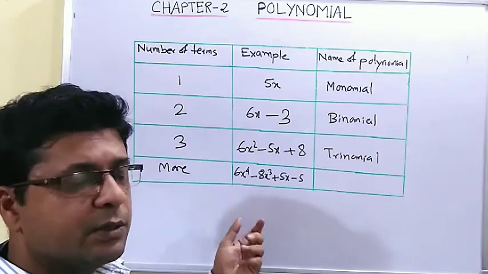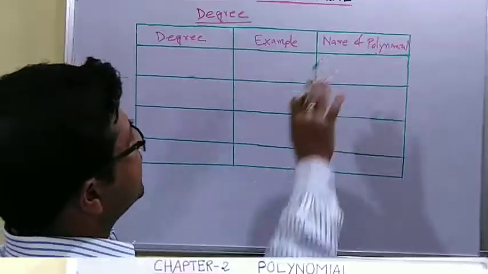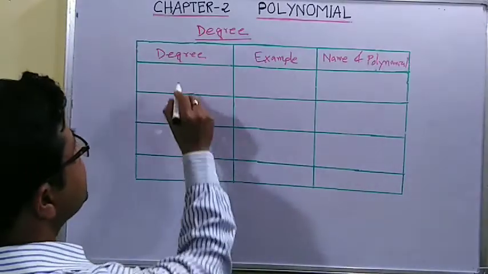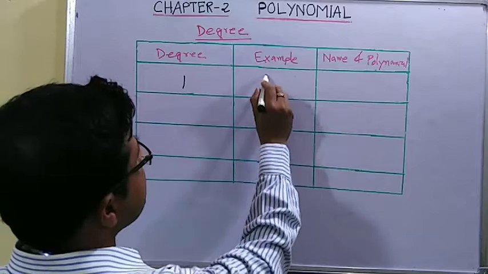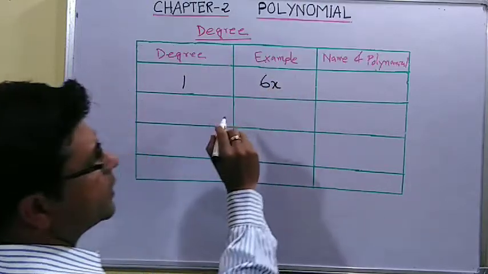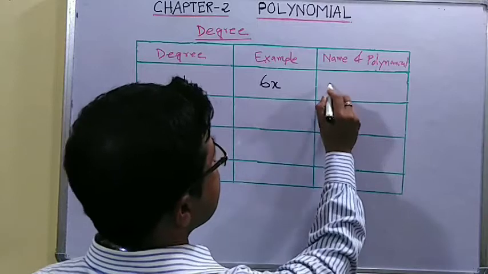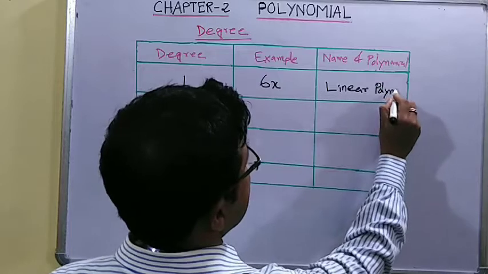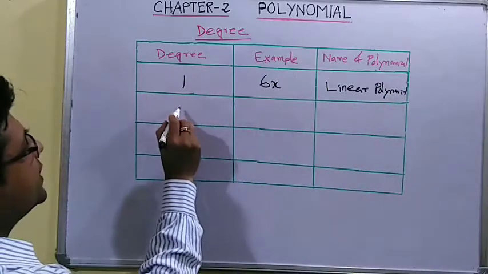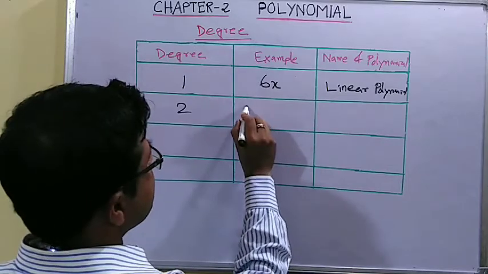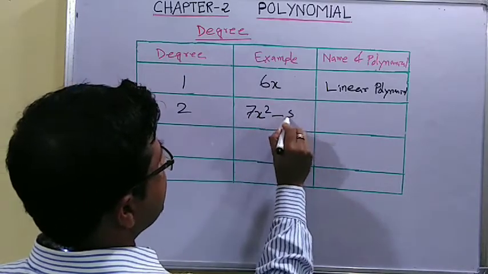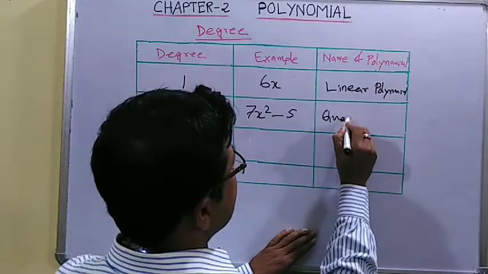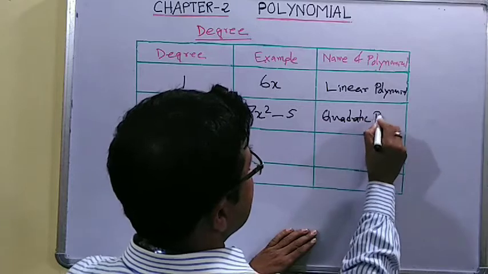If the degree is 1, if the degree is 2, how will we name it? Let us see, a table to name the polynomial depending on the degree. If the degree is 1, example 6x, the degree is 1, it is a linear polynomial. If the degree is 2, 7x square minus 5, this polynomial is a quadratic polynomial.